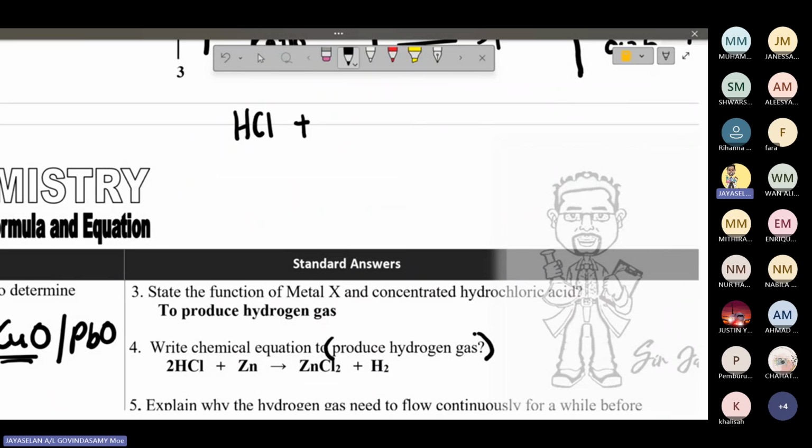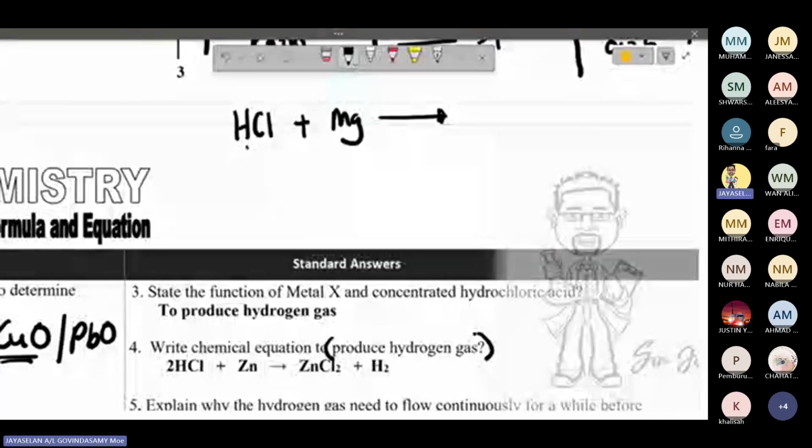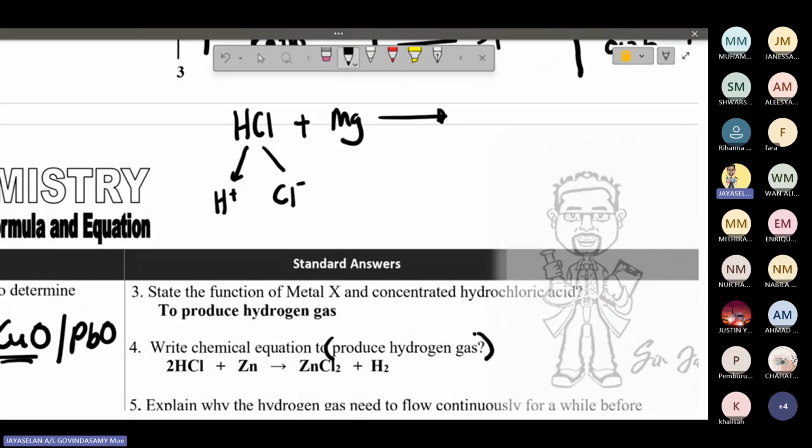Katakan you ambil magnesium metal, you take the Mg metal. What product you will get? Okay, kita buat, take out the hydrogen ion, H+. Take out the chloride ion, Cl-. Saya dah kata you all have to memorize the ion. Okay, take out the magnesium ion, Mg2+.